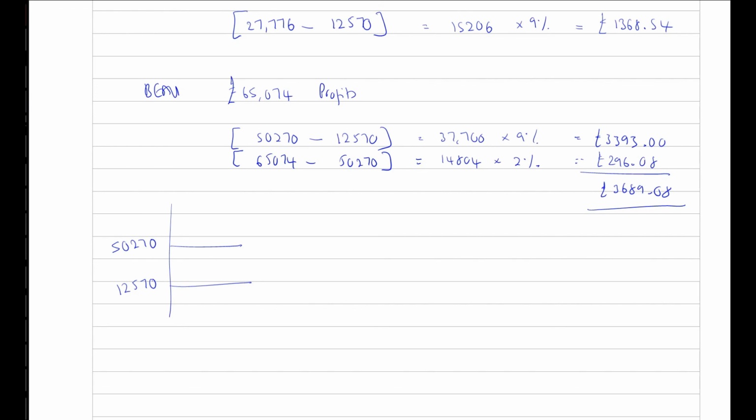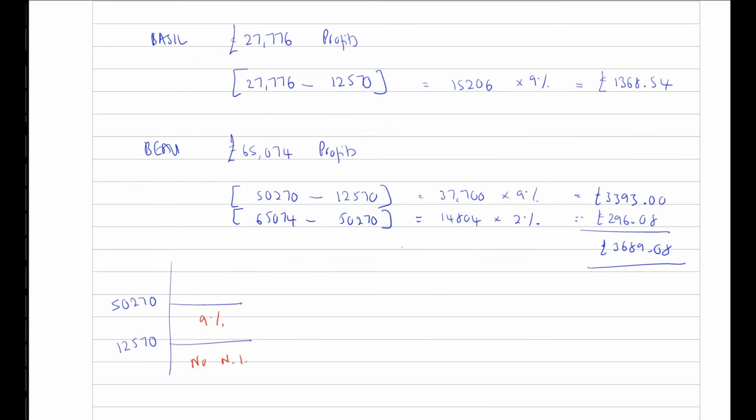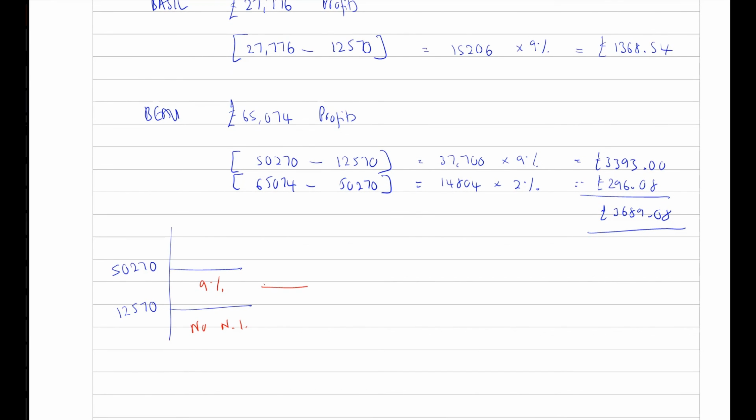We see it diagrammatically. No national insurance up to 12,570. Between 12,570 and 50,270, we're paying 9%, and that's exactly where Basil fell. So Basil was all either nothing or just 9%. And then when we got to Bo, was somewhere up here, which meant that there was no national insurance on their first 12,570. They then had national insurance on the middle bit here, and then 2% thereafter. So that might help if you struggle with the national insurance questions.